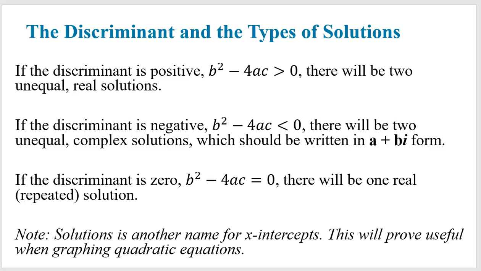And then if the discriminant is 0, that means there is only one real solution. So please note that another name for solutions is x-intercepts. This information will actually help us out a lot when we are doing graphing because it will tell us how many x-intercepts we have. We cannot have imaginary x-intercepts. So if we have two imaginary solutions, that means we do not have any x-intercepts. And if your discriminant is 0, that means you will have one x-intercept. So kind of helpful, especially in the graphing stuff that we'll be doing later in this course.